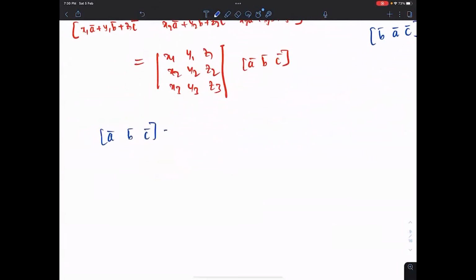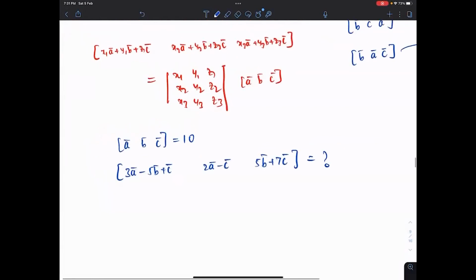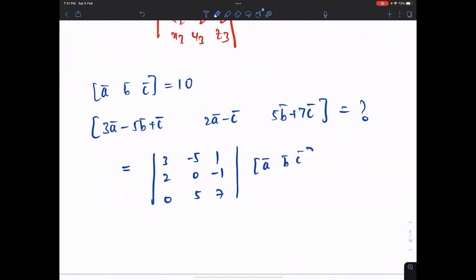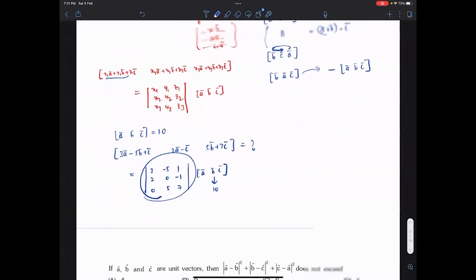For example, if a question says that box of A bar B bar C bar is equal to 10, then box of 3A bar minus 5B bar plus C bar, 2A bar minus C bar, 5B bar plus 7C bar is equal to how much? All of them are linear combinations only, so you write those linear combinations like a determinant. In the first one, 3, minus 5, 1 are used. In the second one, 2, 0, minus 1. There is no B bar, na? So I am writing 0 for that. In the third one, 0, 5, 7 for A. This times box A bar, B bar, C bar. Now you can evaluate this determinant. Already you know this value, that is 10. You'll get the answer.